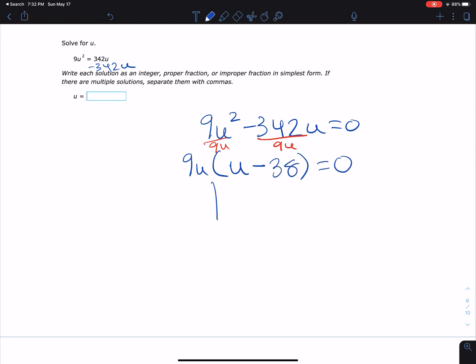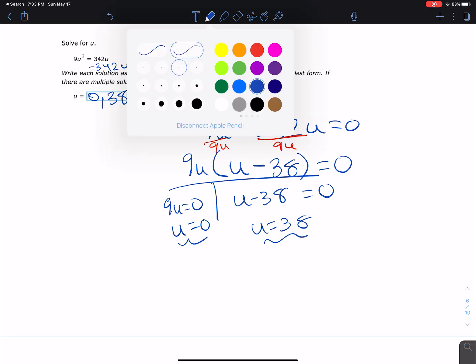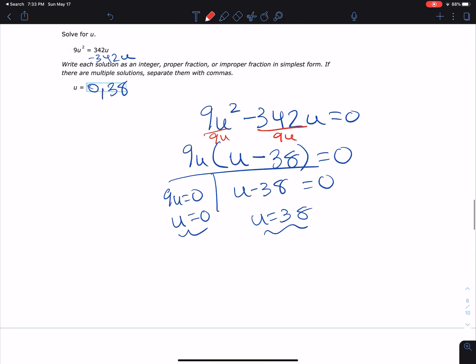Okay, branch off. 9u is 0, so u is 0. Then u minus 38 is 0. So then u is 38. Yay! So I got 0 and 38. All right, now let me show you the beauty of this. You don't have to take out the GCF. Taking out the GCF is nice, but you don't have to.